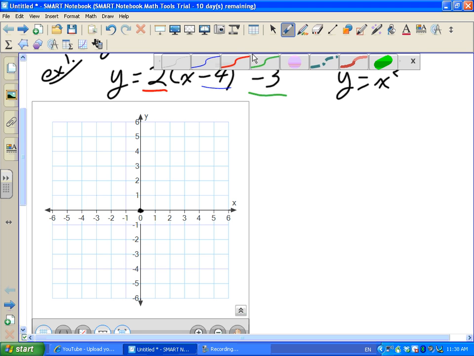According to k, how far do I move? And which way? 3 down. K is negative 3, so I move down 3. 1, 2, 3. So I know I'm here.